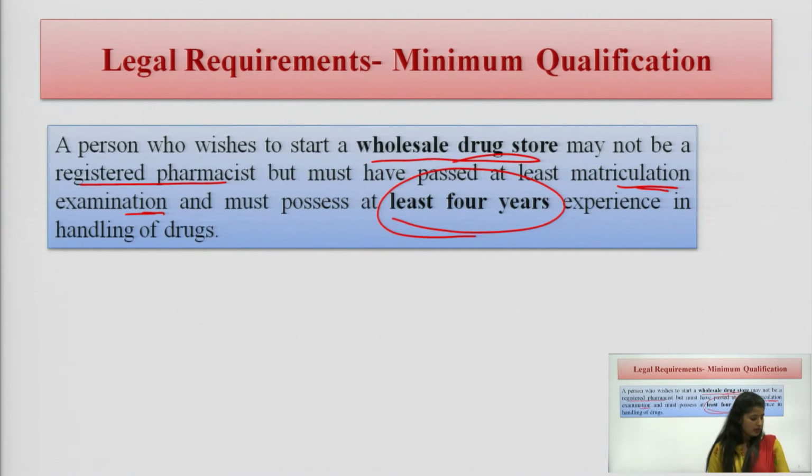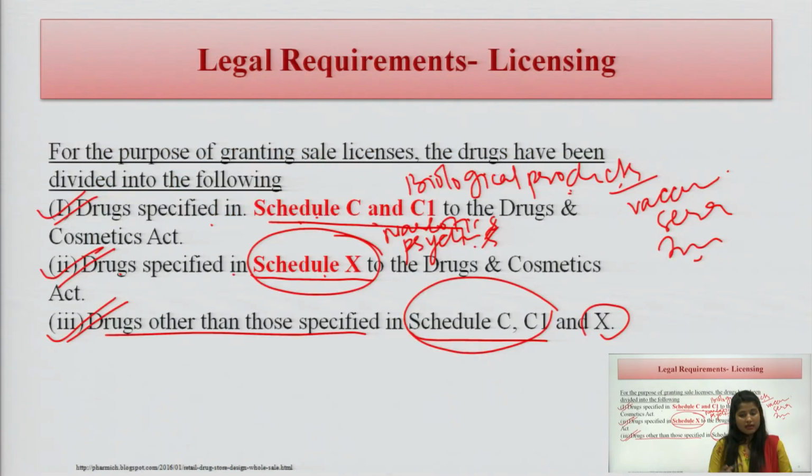We have also discussed the criteria for the wholesale. For the wholesale, the person who wants to work should have at least matriculation with at least 4 years of experience in handling drugs. Then there is the license criteria.